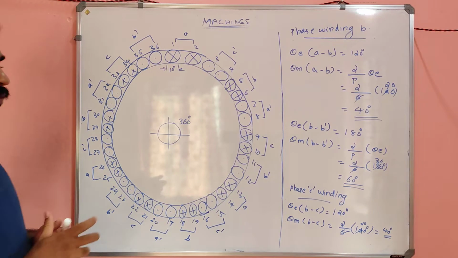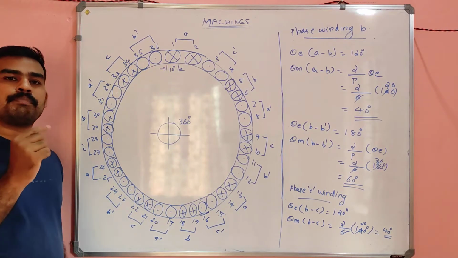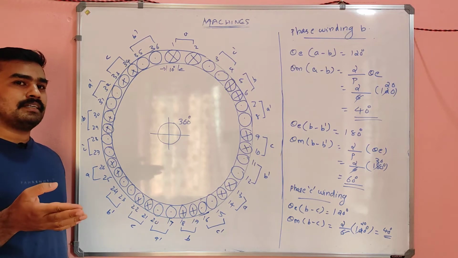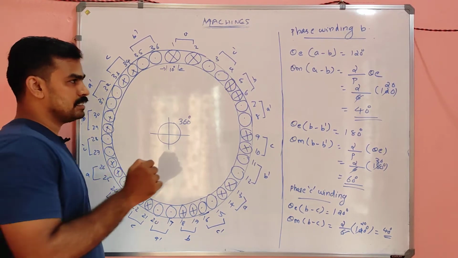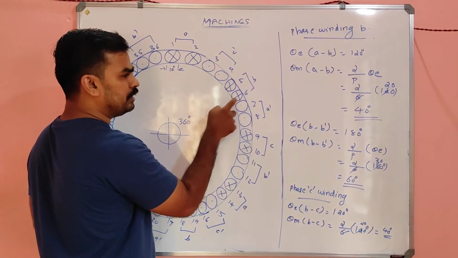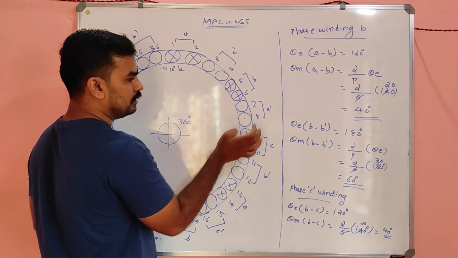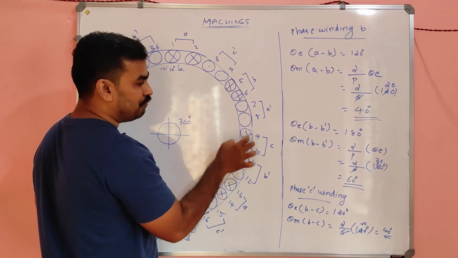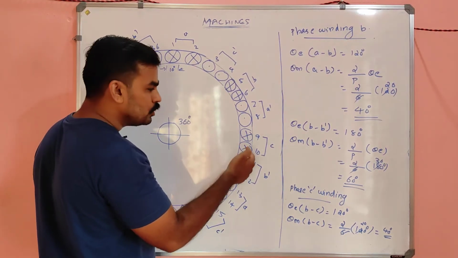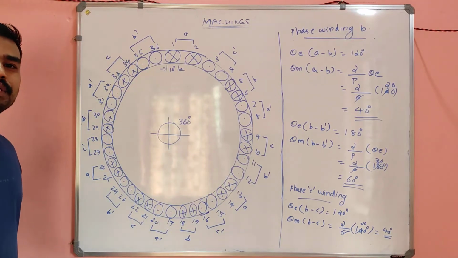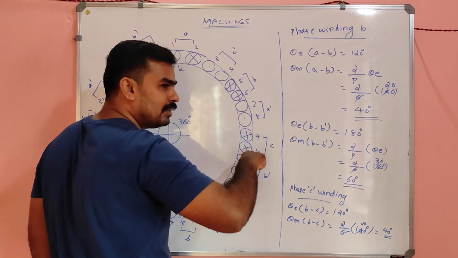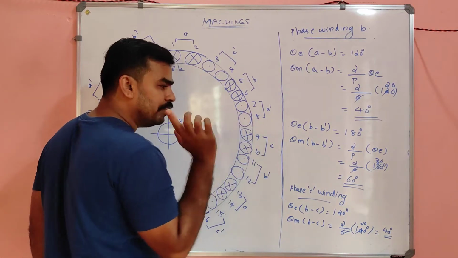So after 40 degree from the starting point of B, C will be inserted. That means this is the starting point of B. After 40 degree means 10, 20, 30, 40. After 40 degree means this is the coil. So from 10 you can wind, or you can give the incoming coil of phase winding C.